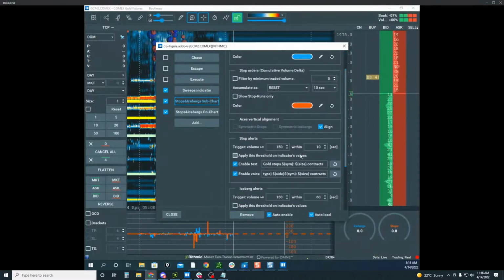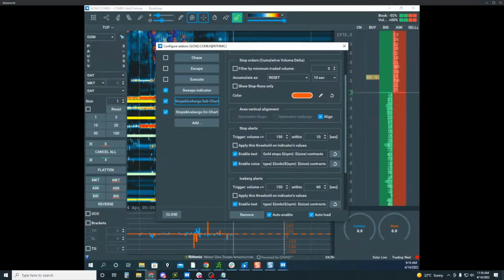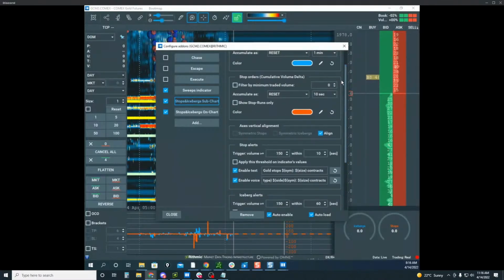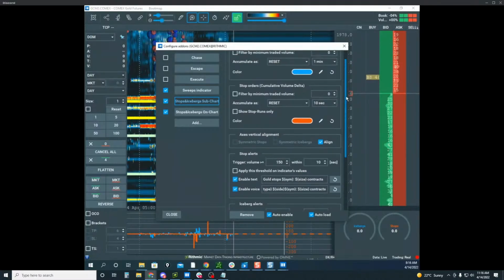So you want to make sure these match this, or else you will be getting signals down here that don't match what your little computer guy is reading to you, right? Once again, I got 150, so I do not hear anything unless it's at least 150. And there's your stops, 10 seconds. I don't know why they have these opposite. You should tell them to fix it in the new version. Why do you have stops on top up here? It's just confusing.